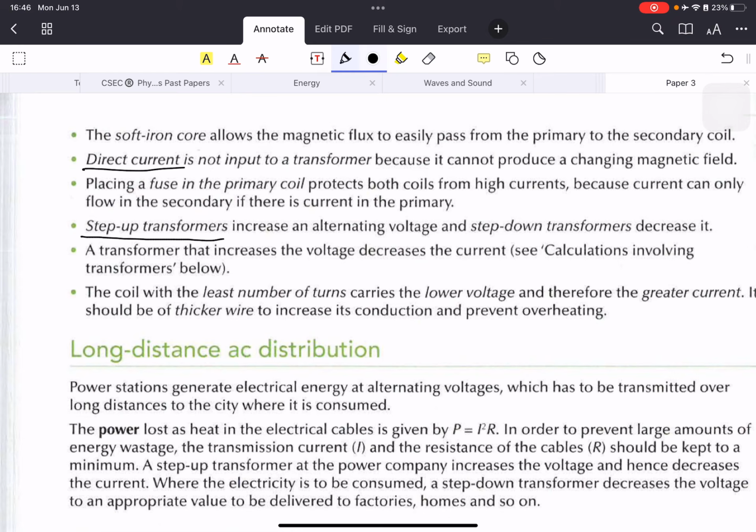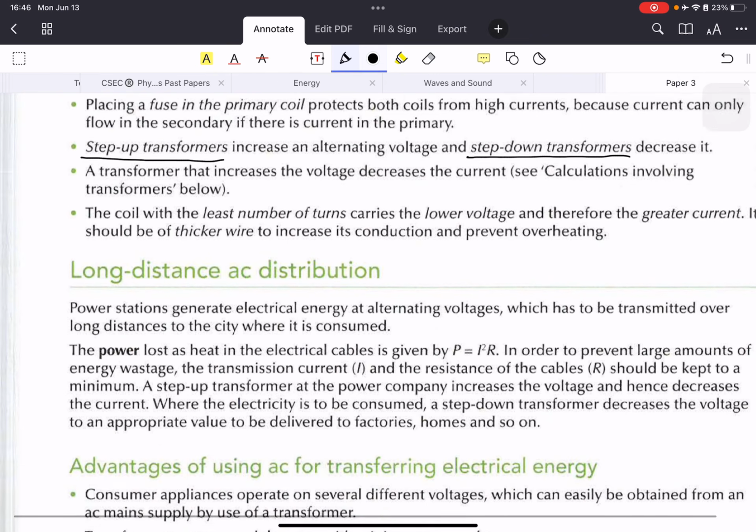But the most popular ones are step-down transformers. So step-down transformers are like your phone chargers, right? They take 120 and convert it to 5. Okay, so let's take a look at some of the uses of transformers.